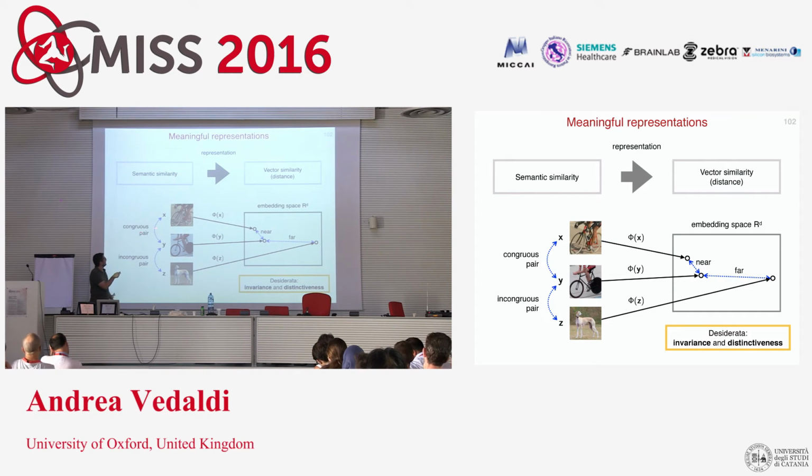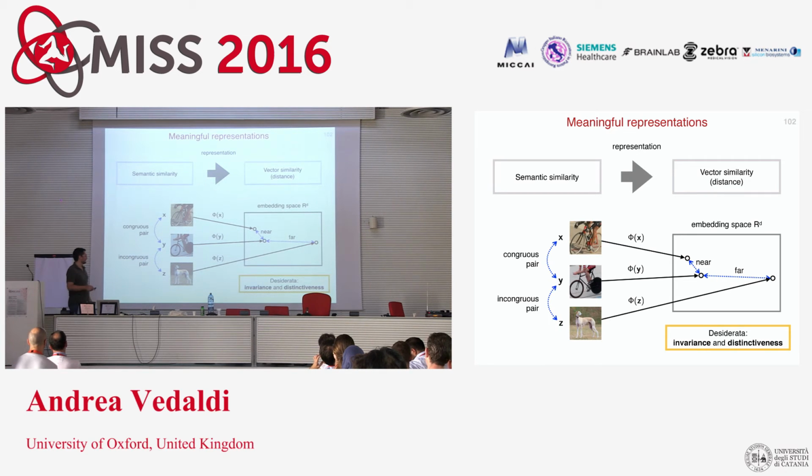So you get 3 images, and then 2 of them are congruous in the sense that they contain 2 bicycles, and the third one contains a dog, so something else. Now what you want is that your mapping takes this into some vector space where these 2 guys are close because, well, they are 2 bicycles, and these 2 guys are far away because one is a bicycle and one is a dog. At the same time, you want these 2 points to be the same, regardless of the fact that these are actually 2 different types of bicycles, or maybe the viewpoint is different.